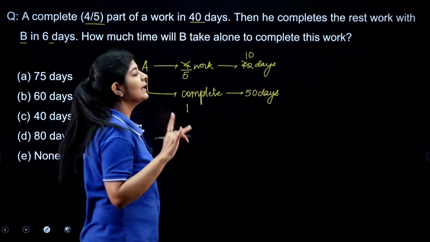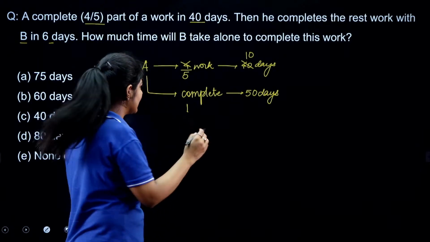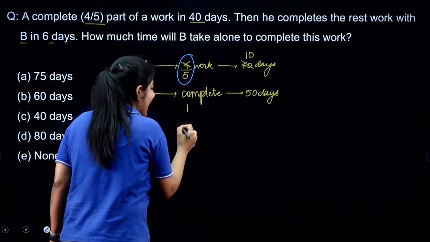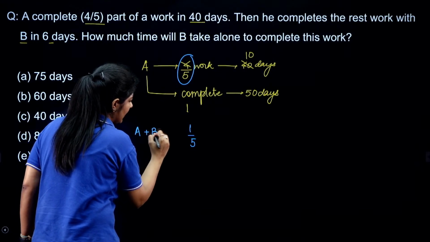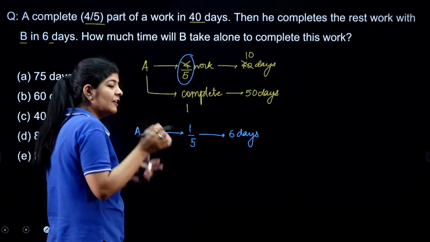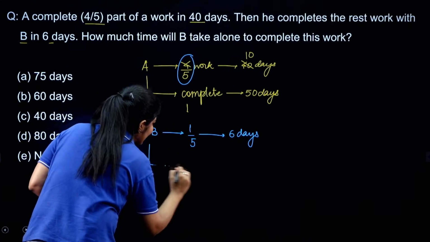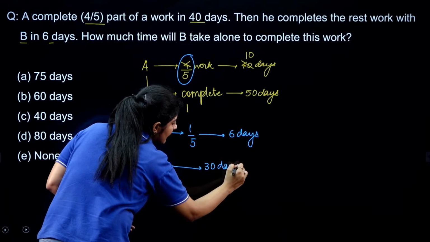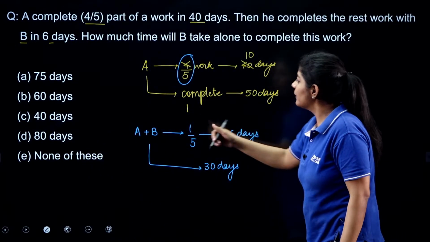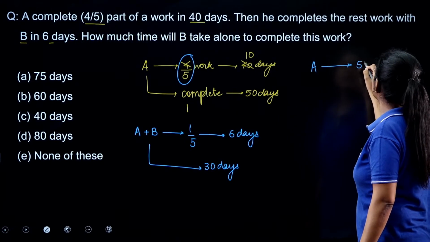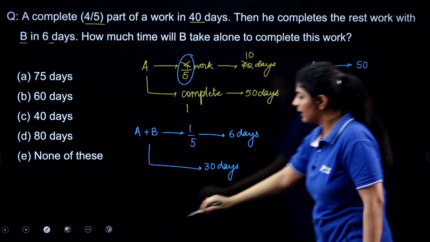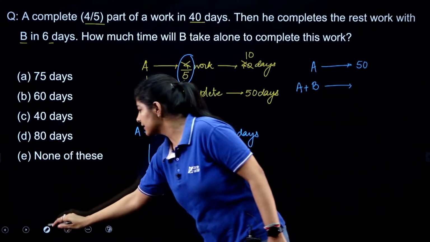Now the question is saying that the remaining work is done with the help of B in 6 days. So if initially A is doing 4 by 5th of the work, the remaining work is nothing but 1 by 5th. And this 1 by 5th work is done by A and B together in 6 days. So with the help of this, we can easily say that if A and B are working together, they will take 30 days to complete the same work. But we only need to find out the time required by B. So what we will do here: A is taking 50 days and A plus B is taking 30 days, right?